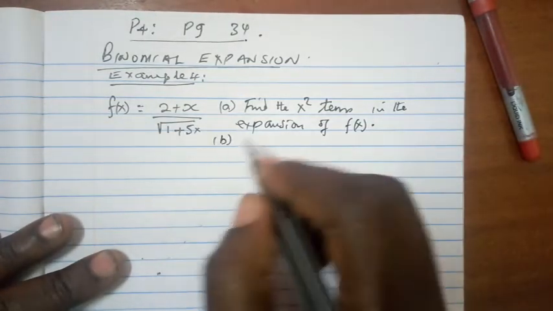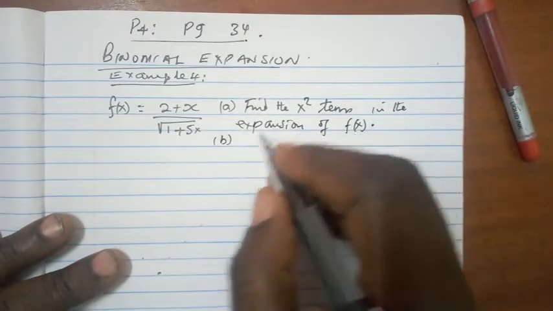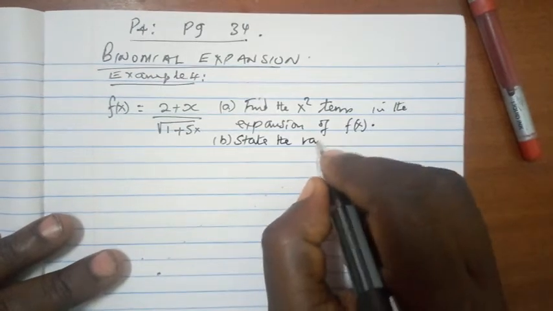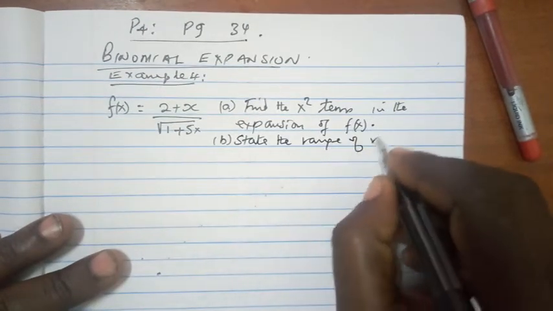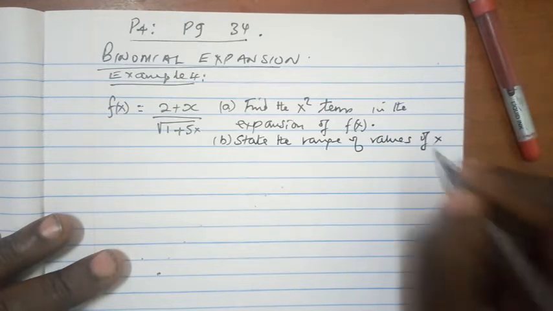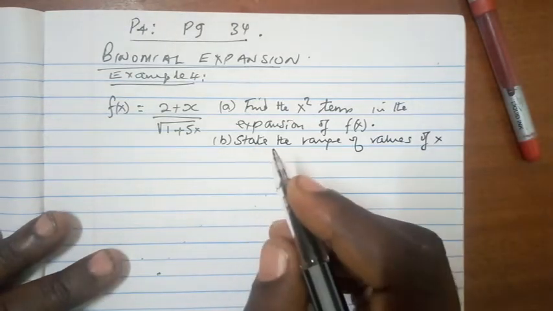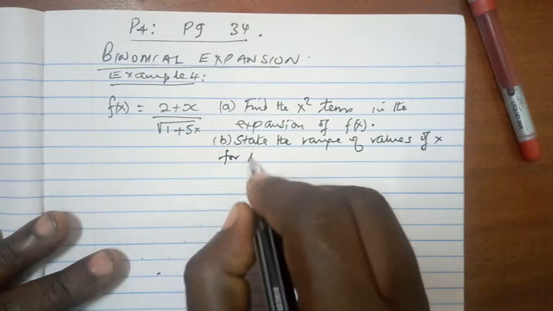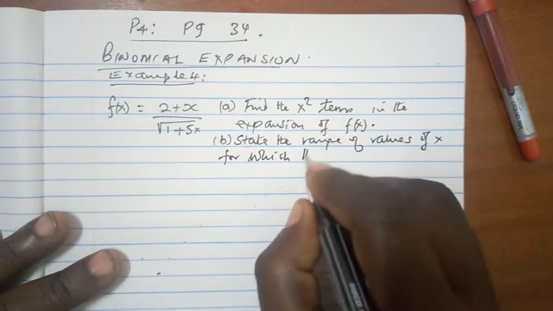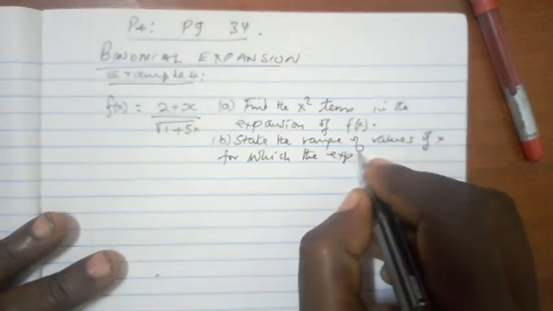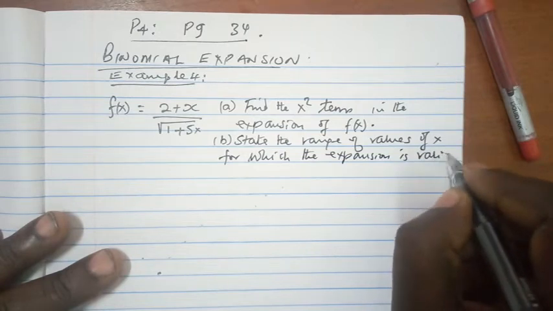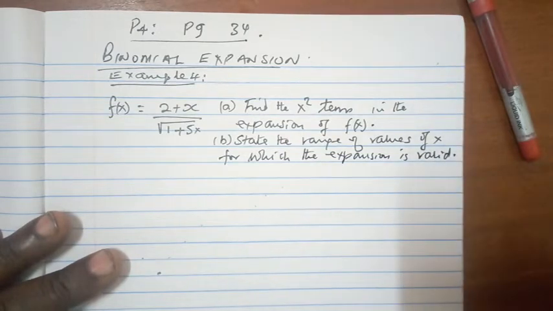And in part B, we are told to state the range of values of x for which the expansion is valid.